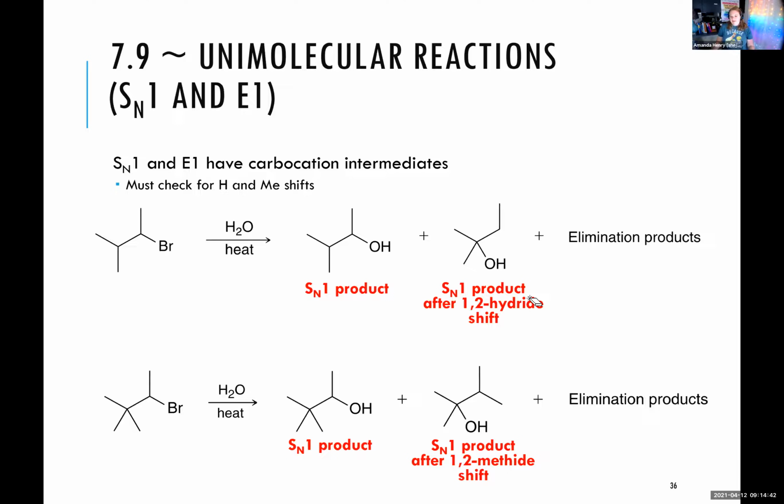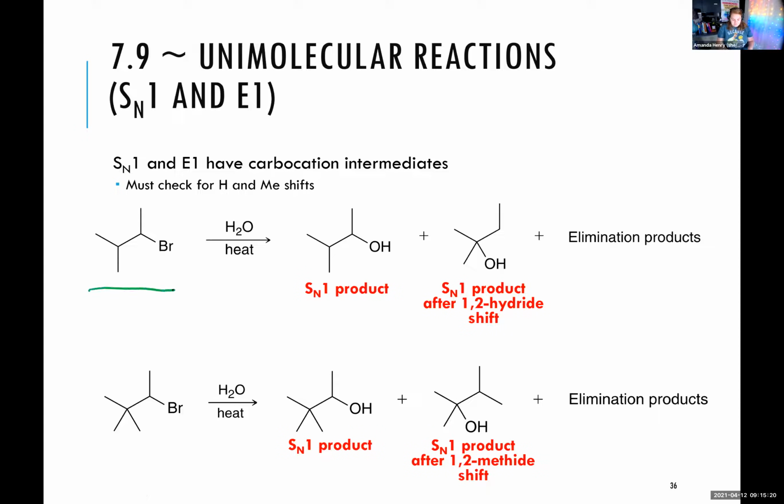Now, because they have carbocation intermediates, one of the things that we learned in, I think chapter 6, actually, was all of our mechanism types. And one of the things we learned were carbocation rearrangements, hydride shifts and methyl shifts. And one of the things I said when we talked about those was that anytime you form a carbocation, you have to look for the possibility of carbocation rearrangements. And so these two reactions are showing us what's going to happen if we have these shifts.